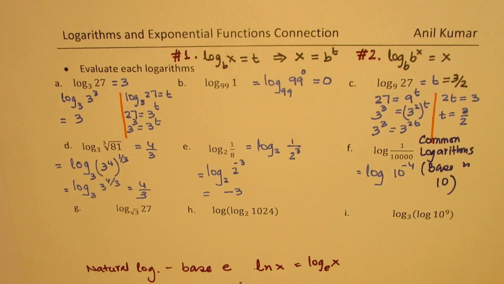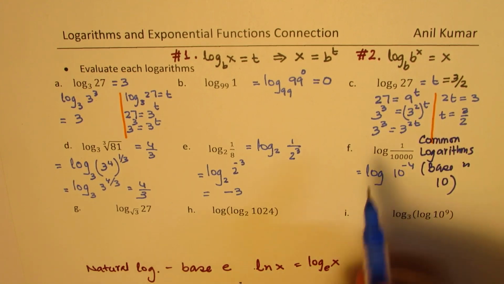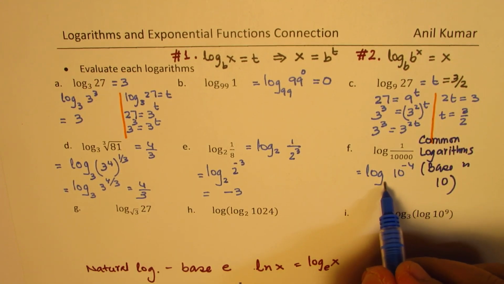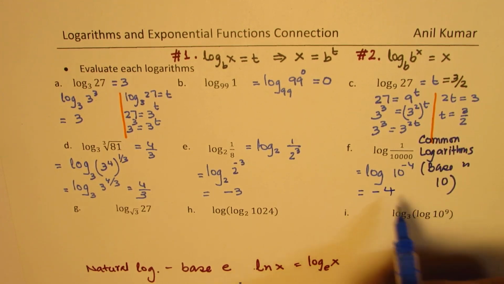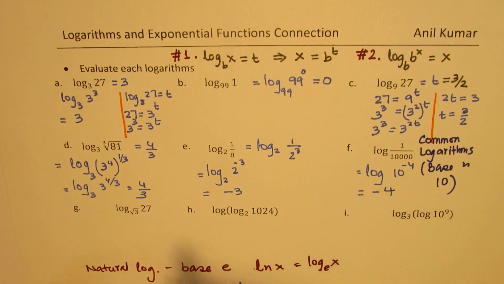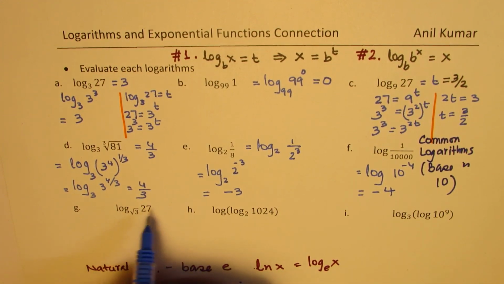Okay, so let's continue. What we got here is log, that means this is to the base 10. So these two bases are the same, so the answer should be minus 4. Does it make sense to you? So simple as that, right? So here, you could do any method, right?